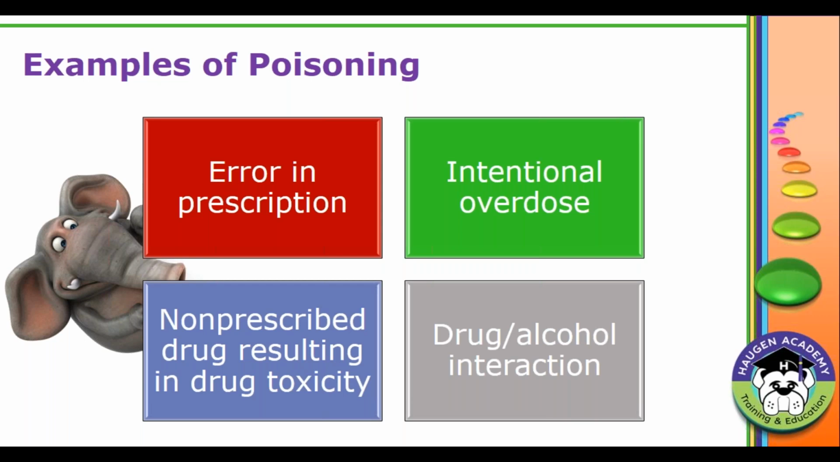Intentional overdose is pretty obvious. Non-prescribed drug resulting in drug toxicity. So if you're taking your mom's narcotic medication from her last surgery, and something happens, then technically that would be a poisoning because it wasn't prescribed to you, and technically you shouldn't be taking it. Drug-alcohol interaction we already talked about.